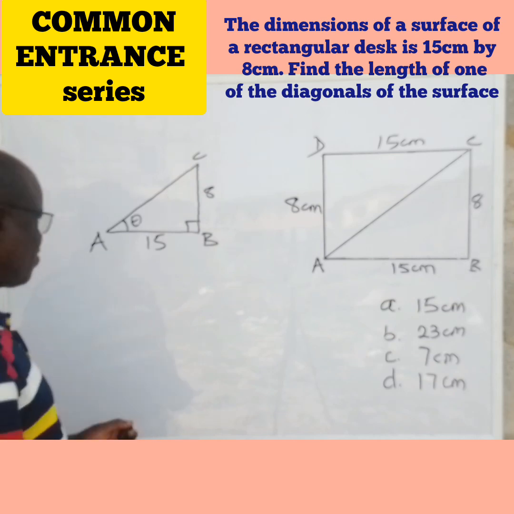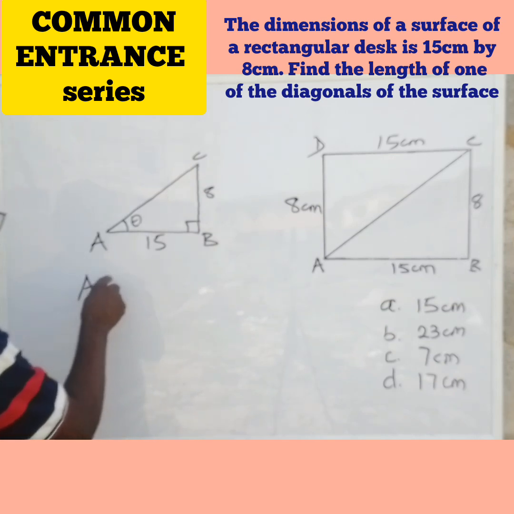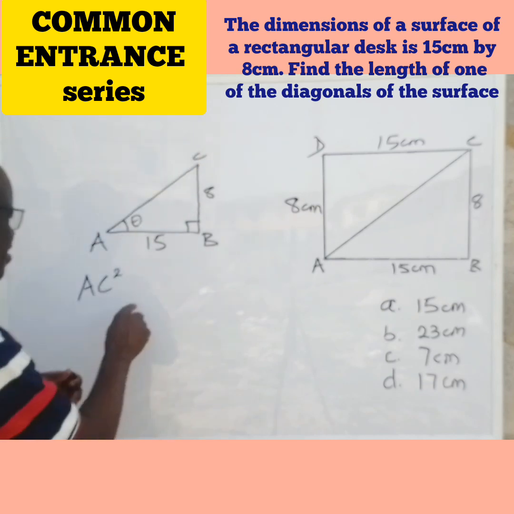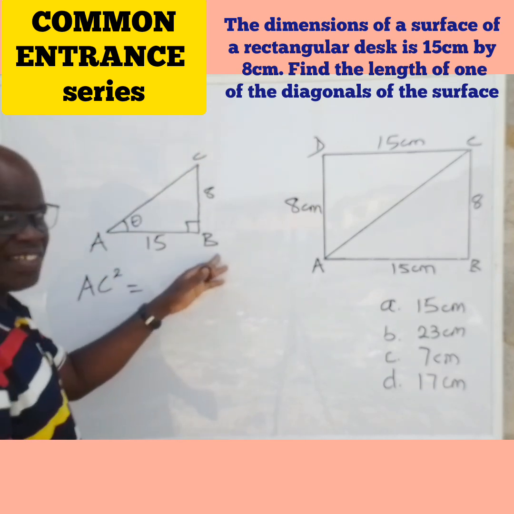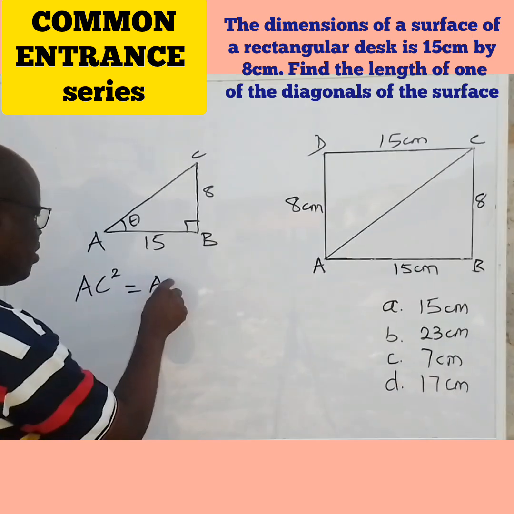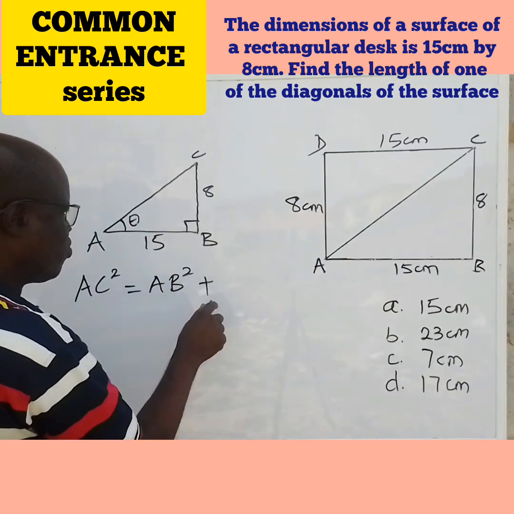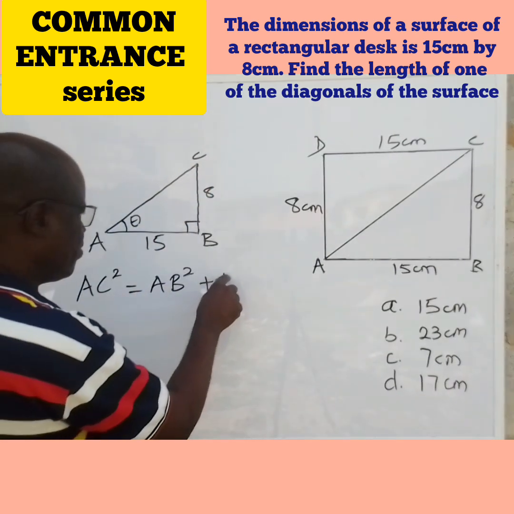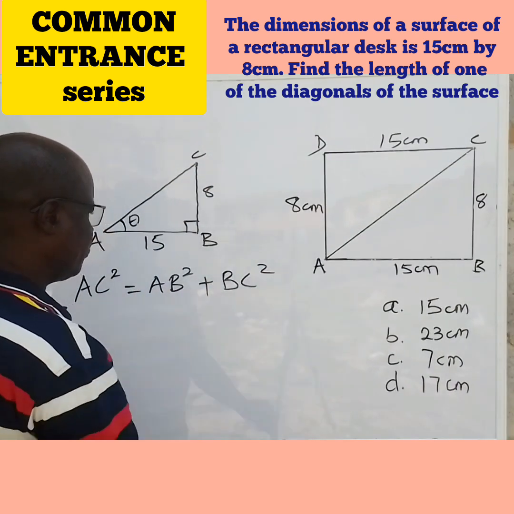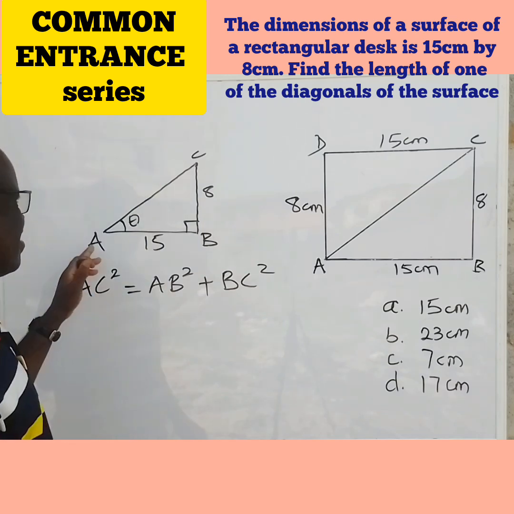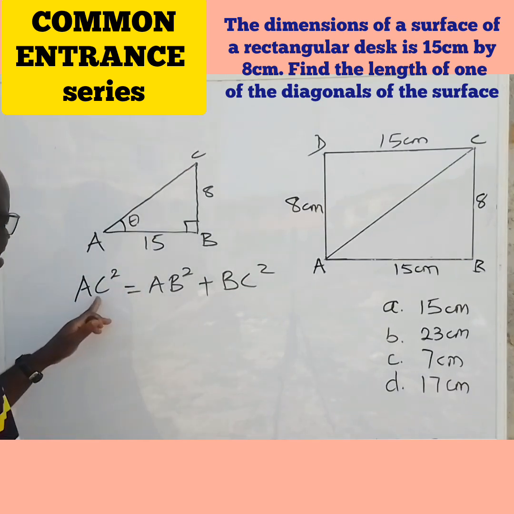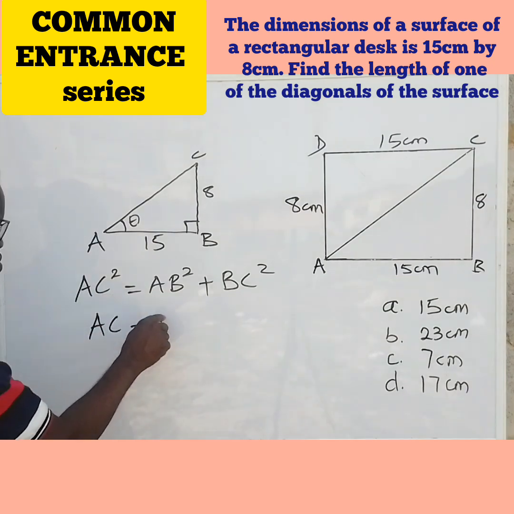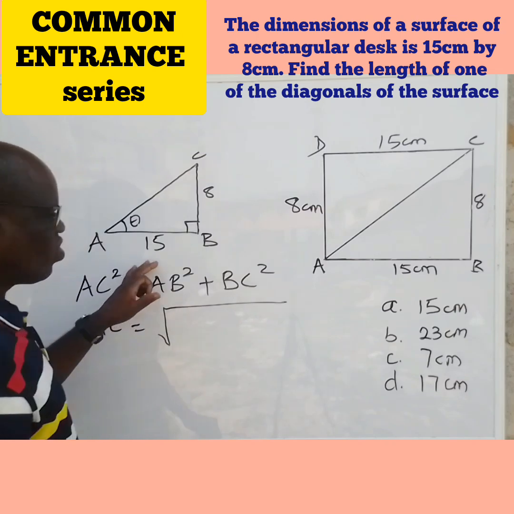According to Pythagoras theorem, it says that AC square, this side square, the longest side square, is equal to the adjacent square, which is AB, plus opposite square, opposite to this angle. So for you to get AC, remember that this is AC square. So this will be AC is equal to square root of everything here.